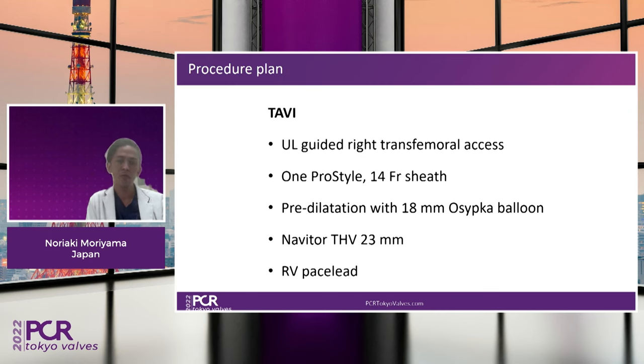So our procedure plan is firstly, we choose ultrasound-guided transfemoral access with a one stitch ProStyle, and then we close the 14 French sheath. Then we use an 18 millimeter balloon for predilatation, and according to the patient anatomy, we selected a Navitor 23 millimeter valve with the Alby pacing lead. So next slide, please.